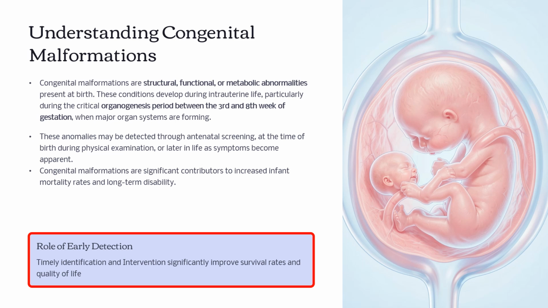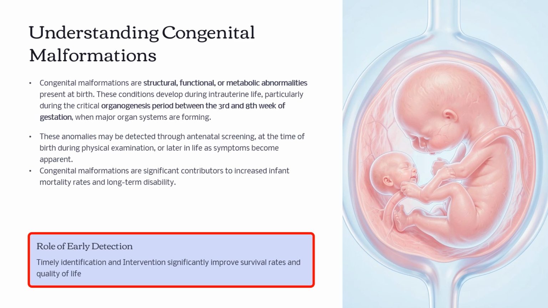This especially develops during intrauterine life, particularly during the organogenesis period. So what is the organogenesis period? It's the period between the 3rd and 8th week of gestation. Organogenesis means that during this time the organs of the fetus get developed. Organ means organs, genesis means development. So congenital malformations develop during that time.